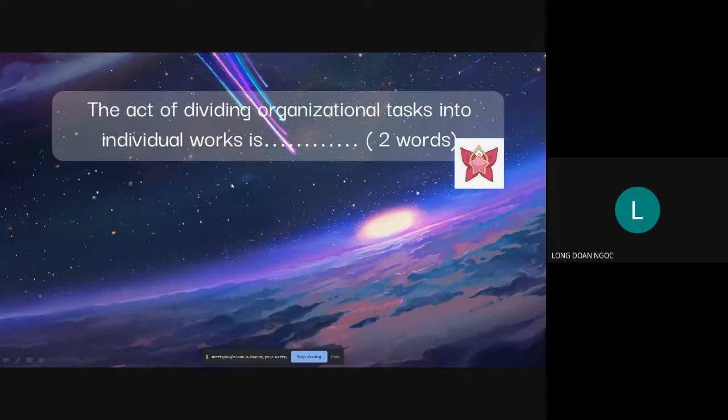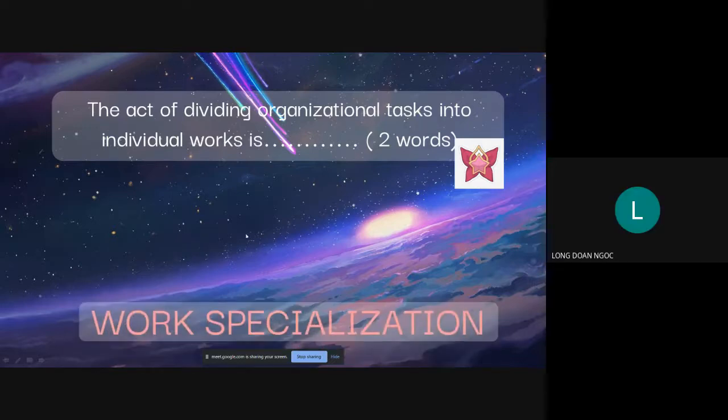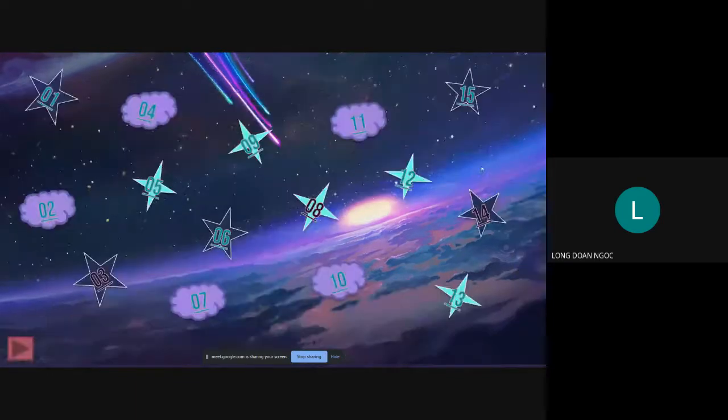Hoàng Alihan Turan, please. Is that a work specialization? Yeah, work specialization, also known as division of labor. That's totally correct. You are in team 9, and I remember, yeah.